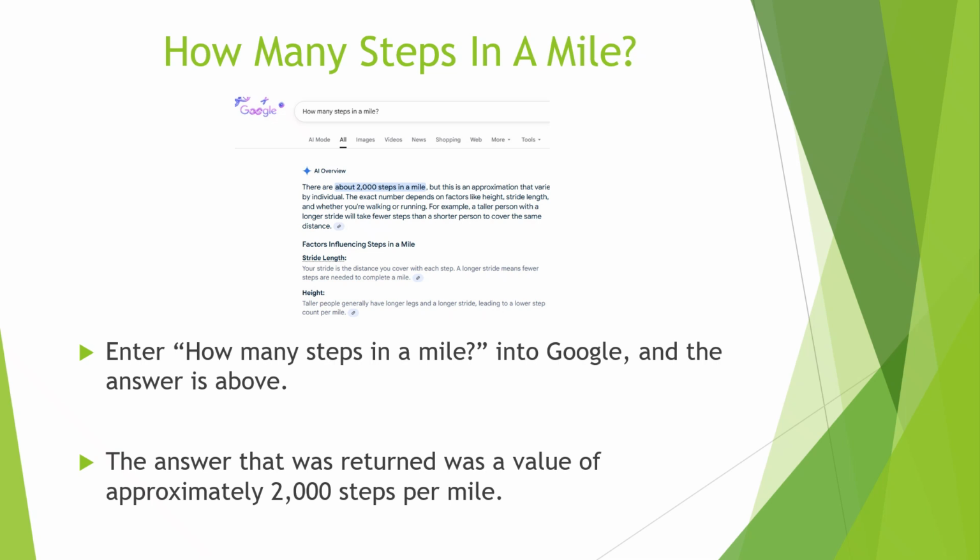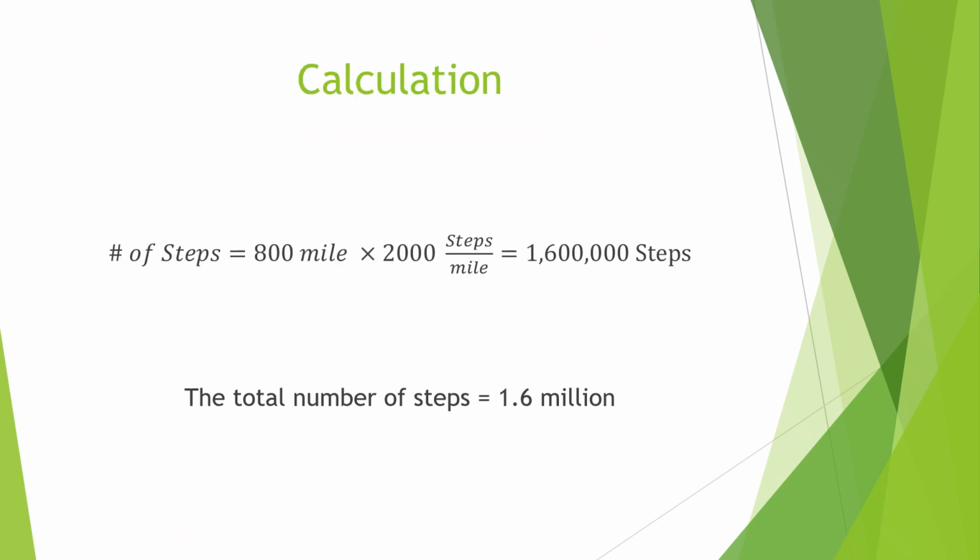The search term that was entered into Google is how many steps in a mile? The answer is approximately 2,000 steps per mile. All right, we now have the two values needed to carry out the analysis outlined in the introduction.